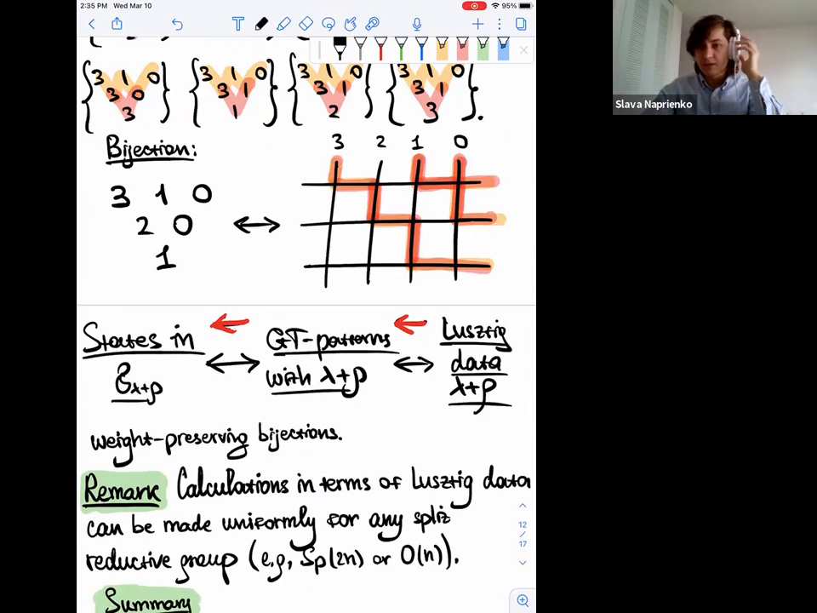The remark that I want to make is that the calculation in terms of Lusztig data is actually made quite uniform for any split reductive group, not only for GL_n. So this part is already done. This part is morally done already. You can take the symplectic group or orthogonal group, and you can write the values of the Whittaker functions in terms of the Lusztig data corresponding to this type. So this part is done.